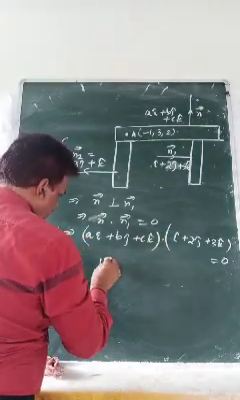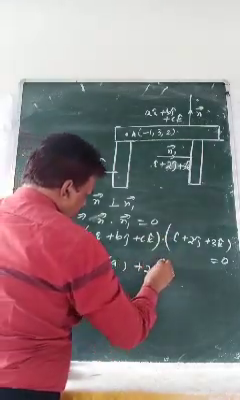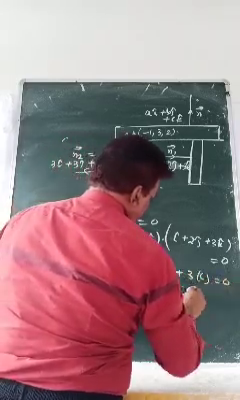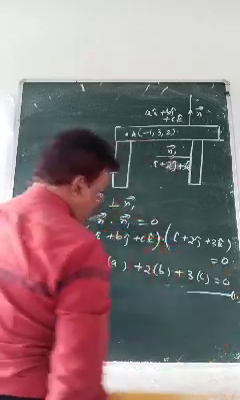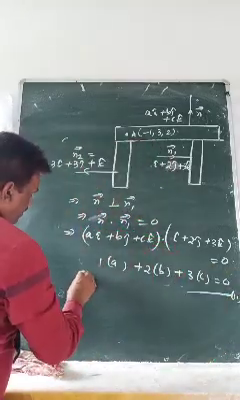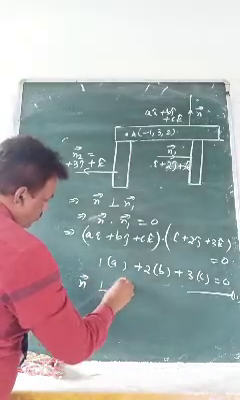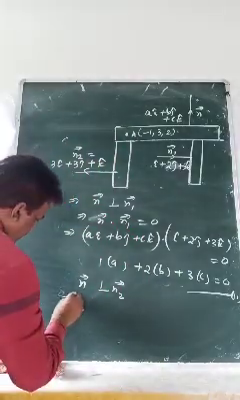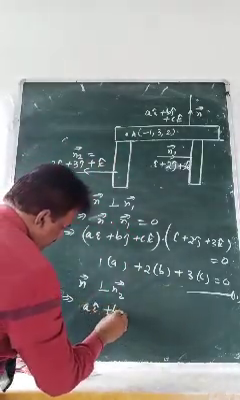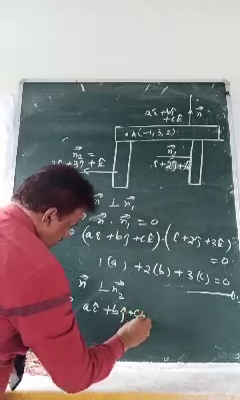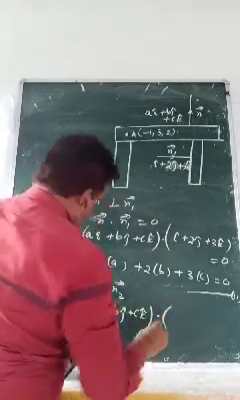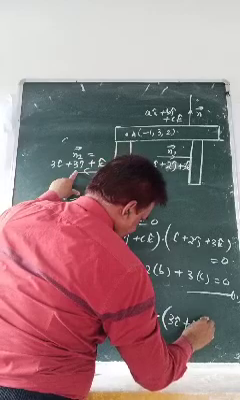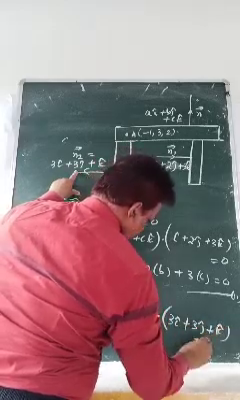So what did you get? 1a plus 2b plus 3c equals 0. Again n is perpendicular to n2. That gives you (ai plus bj plus ck) dot (3i plus 3j plus k) equals 0.